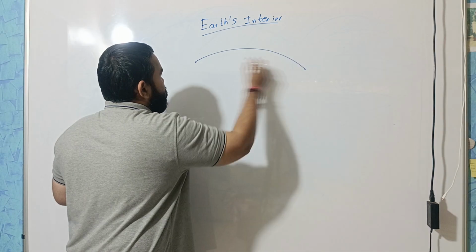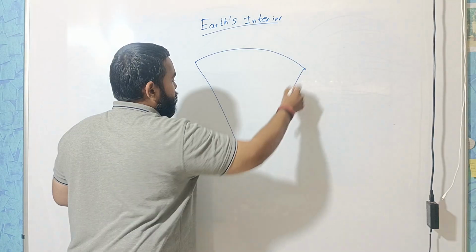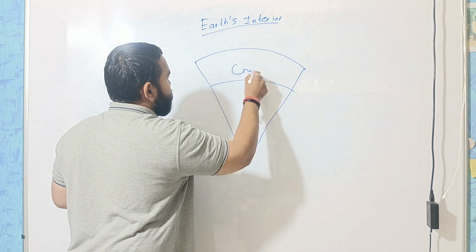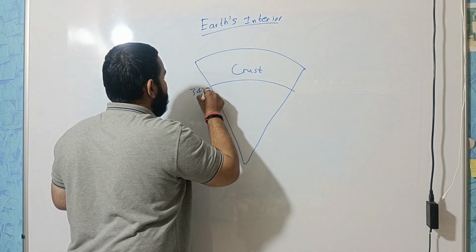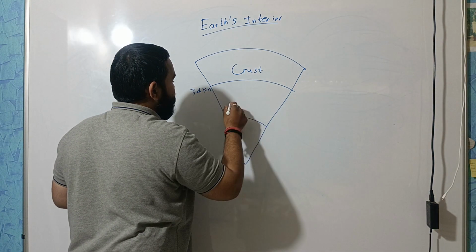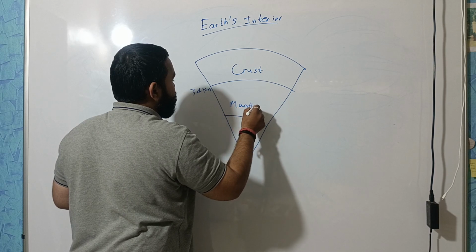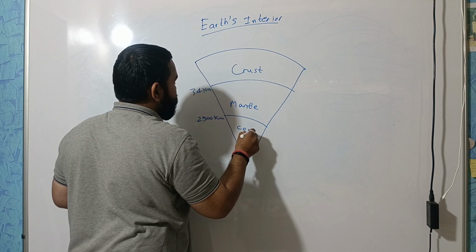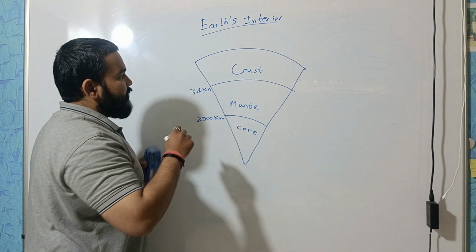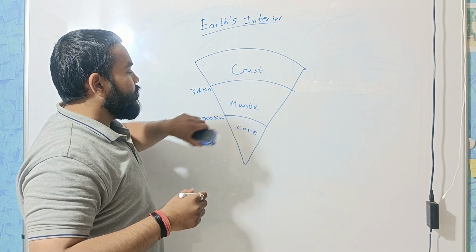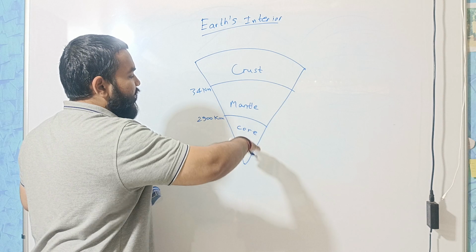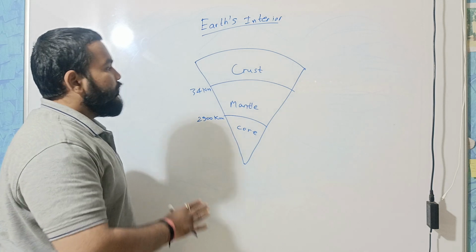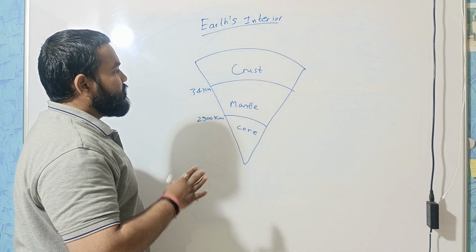I'll draw one diagram. So this is the crust, up to 34 kilometers. This is the mantle, up to 2900 kilometers, and this is the core. Again, the crust is divided into two parts, the mantle is divided into two parts, and the core is divided into two parts: upper mantle, lower mantle, inner core, outer core. This is one simple diagram which indicates how the Earth is inside.